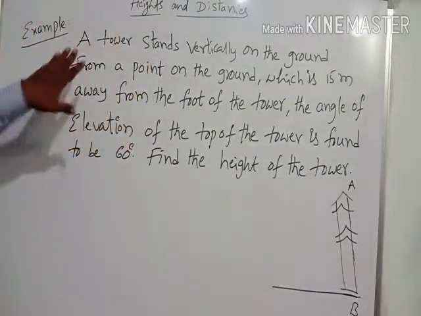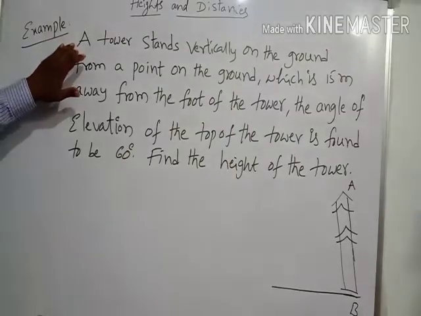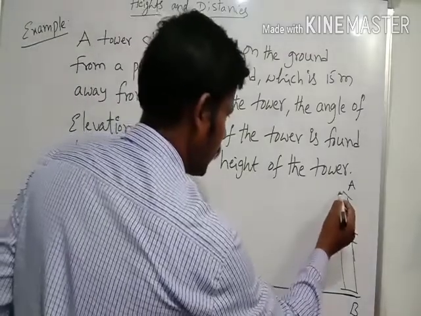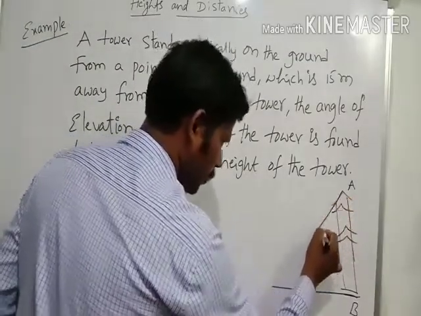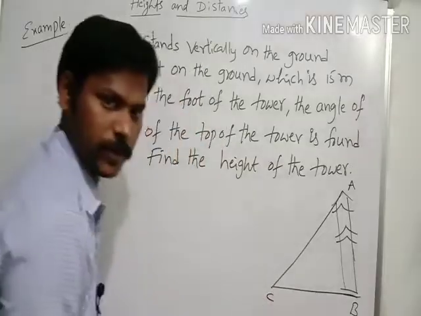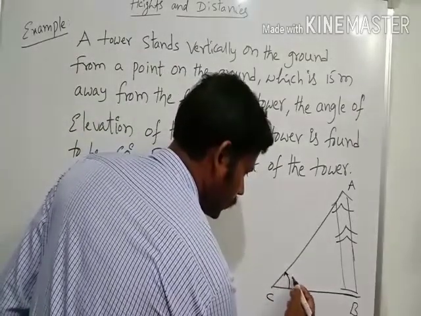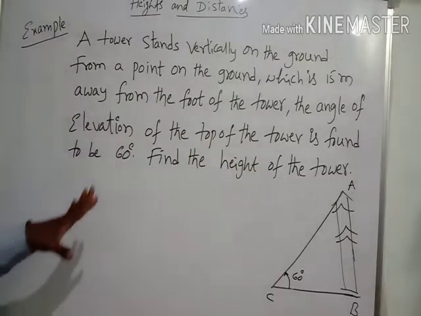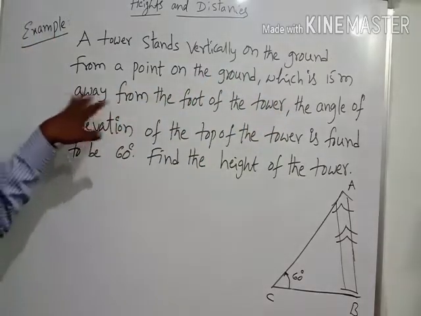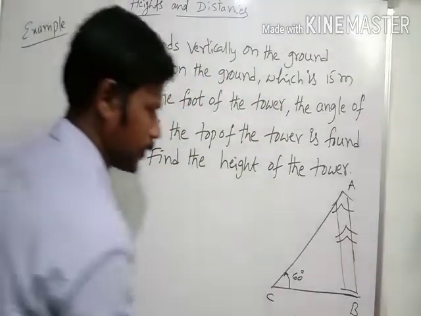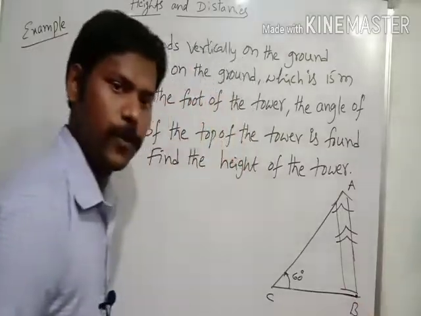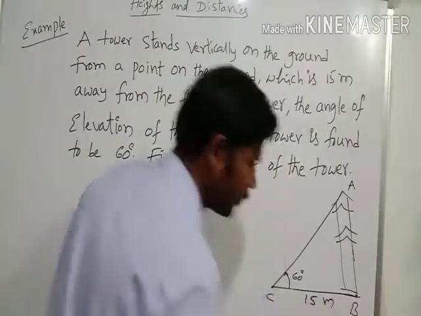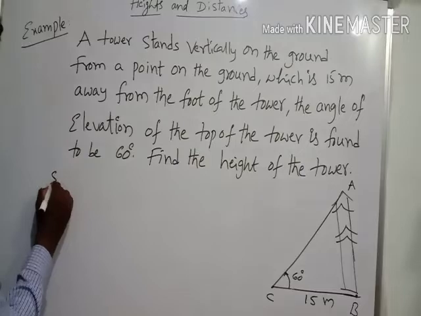So next, what is given? A tower stands vertically on the ground. Okay, children? The angle of elevation is given. How much is given? 60 degrees. That means, see here, from the top of the tower to the observer, let it be C. So what is this value given? 60 degrees. That is the angle of elevation. Next, what is given? Another condition, which is 15 meters away from the foot of the tower. That means the distance between the foot of the tower and the observer is how much, children? 15 meters. Okay, so first write it down.